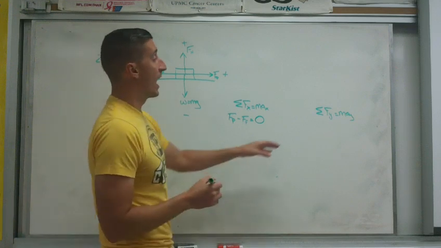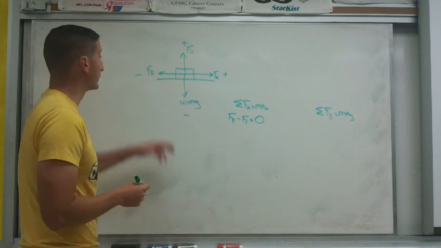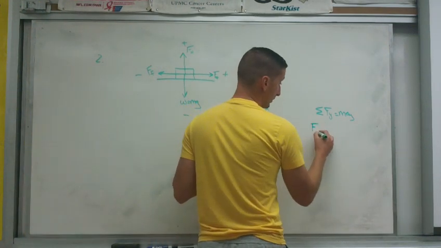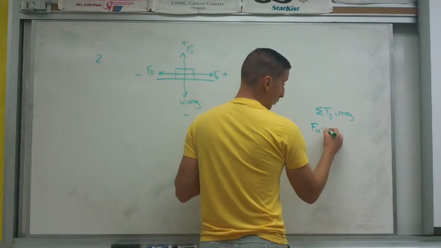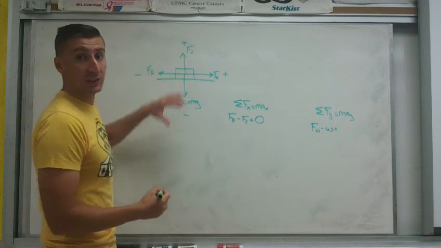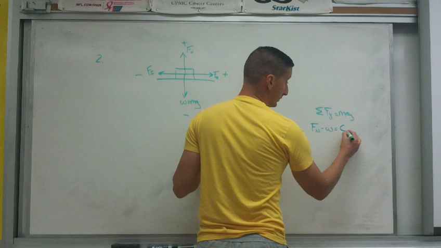It says, add up all the forces in the y direction. Well, again, what are my forces? I have Fn and weight. So I go Fn minus weight equals. And you think about it. Well, the box isn't moving in the y direction, so it has no acceleration in the y direction.